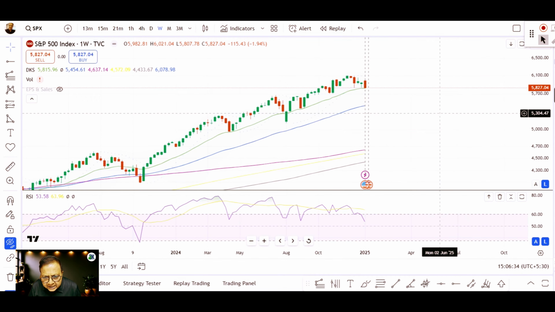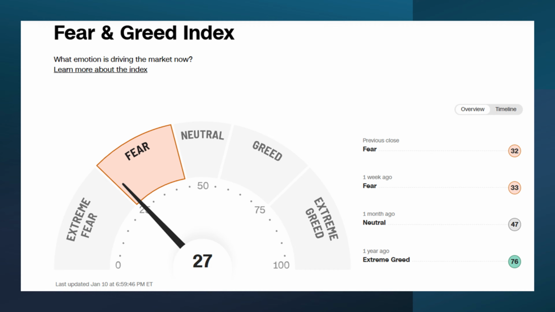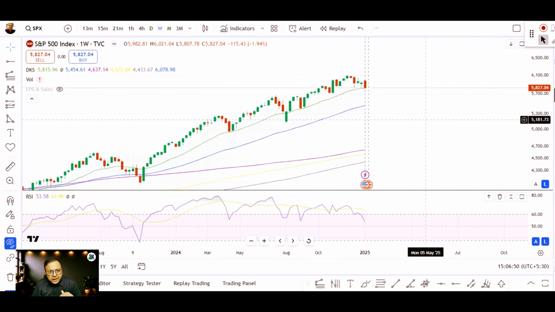Before we start the technical analysis on the price chart, let us find out the prevailing sentiments in the market. If you look at the fear and greed index, it currently reads at 27. What does it mean? It is in the fear zone. So the market is fearful. However, 1 week prior to this week, it was there in the fear zone itself. So there is no change in the sentiments of the market.